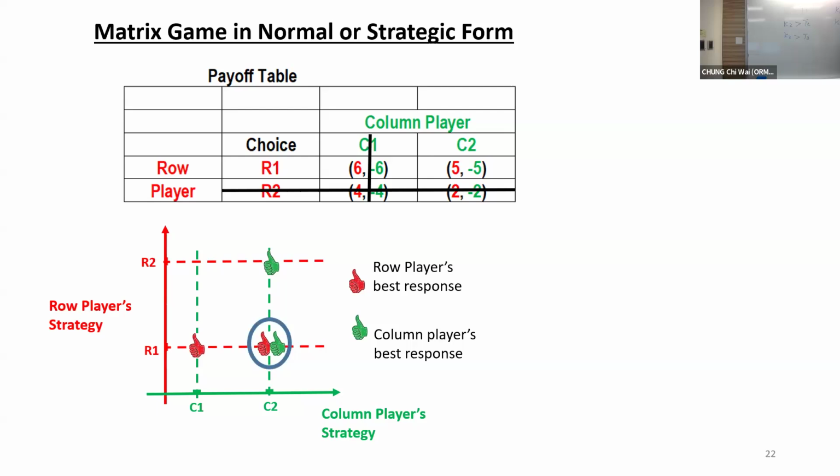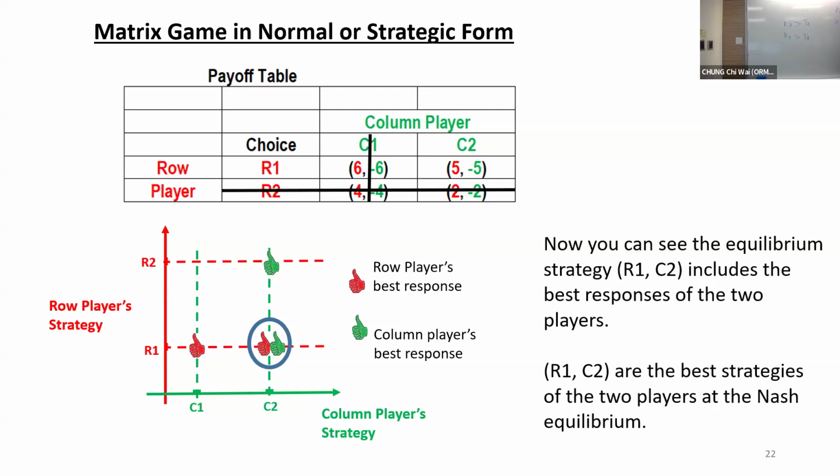This cell includes the best responses of the two players, and this one does not. R1 and C2 are the best responses of the two players. If either of these two players deviates from this point, that player will get a lower payoff.